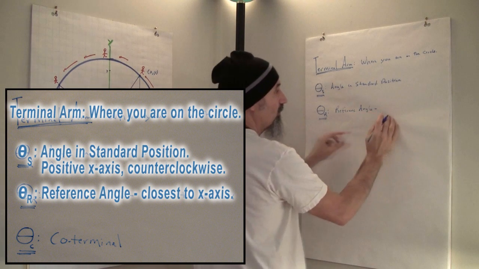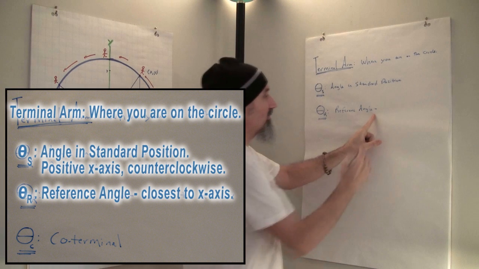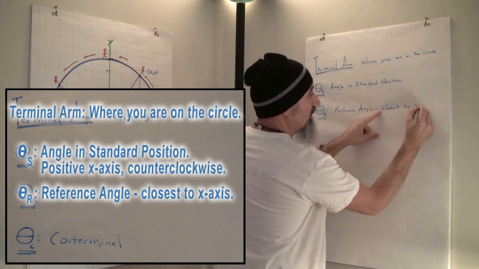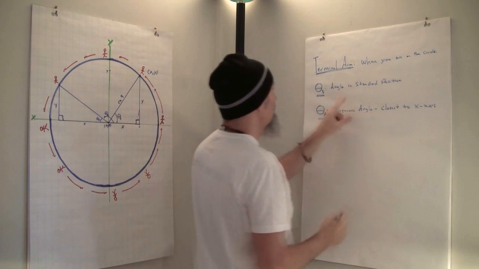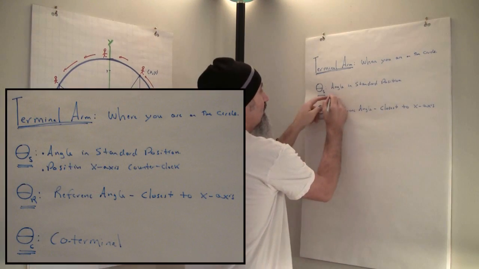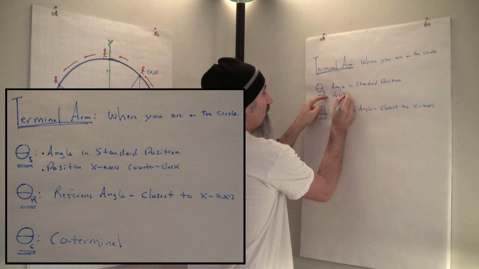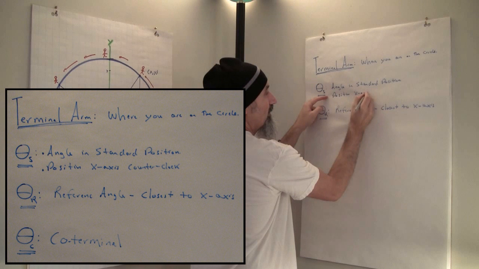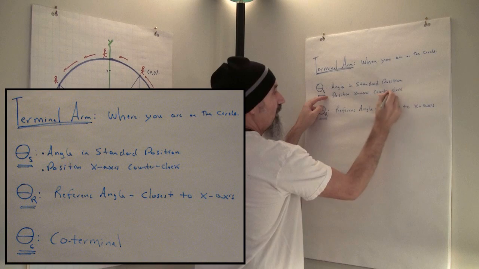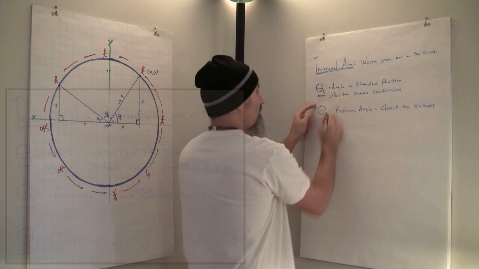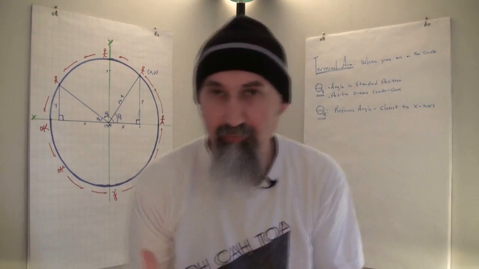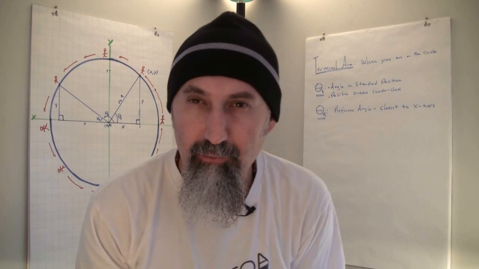Angle. And closest to the x-axis, right? Closest to x-axis. Angle in standard position is from the positive x-axis counterclockwise, right? The axis, counterclockwise. Okay, so that's three words that we have to learn. In trigonometry, they're super important.